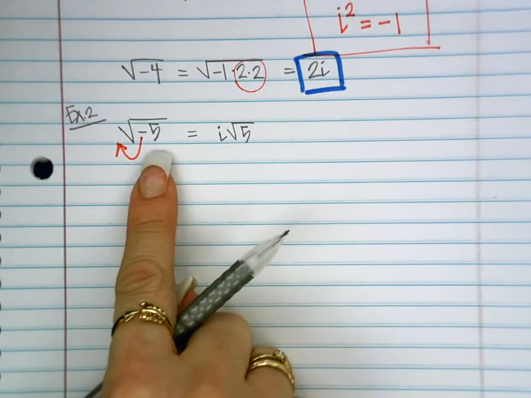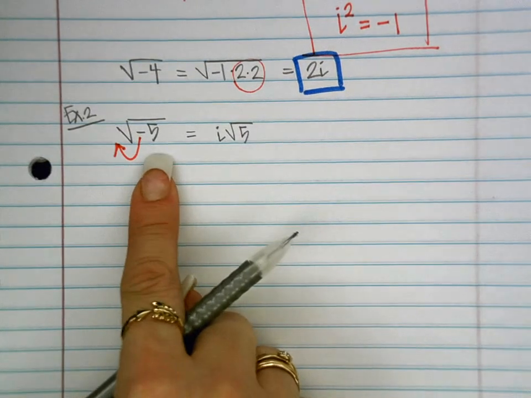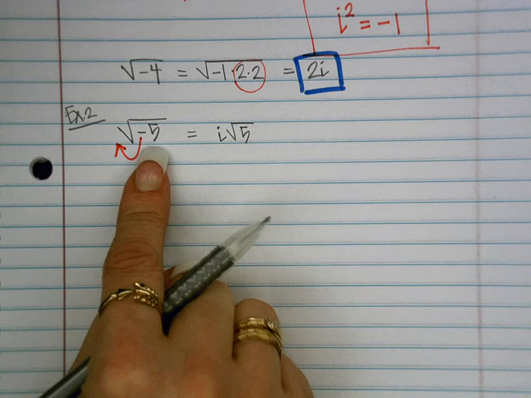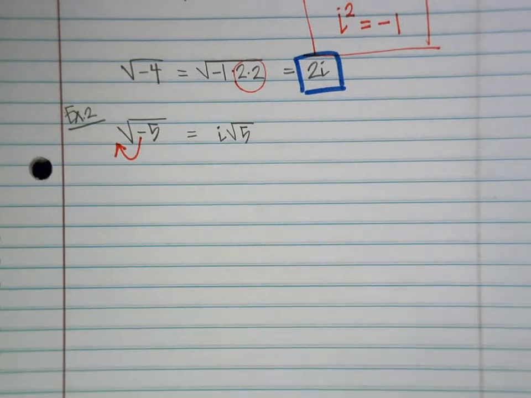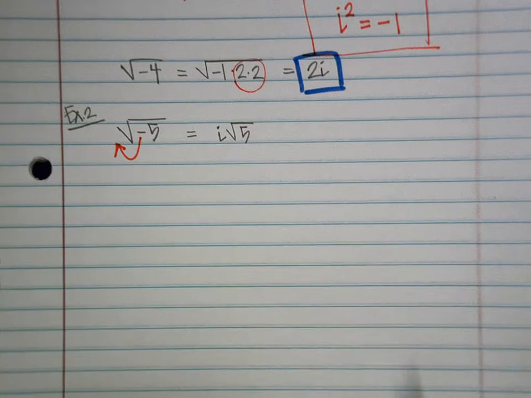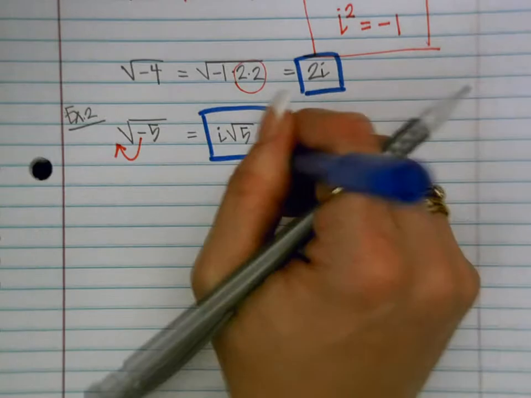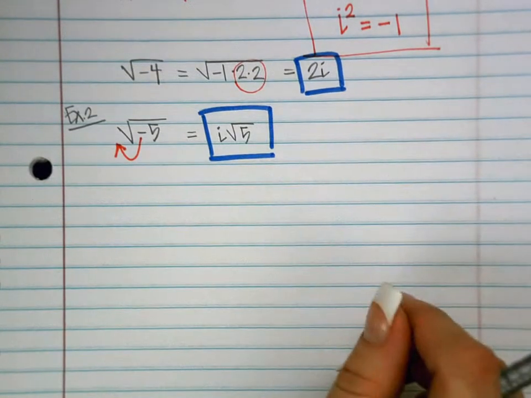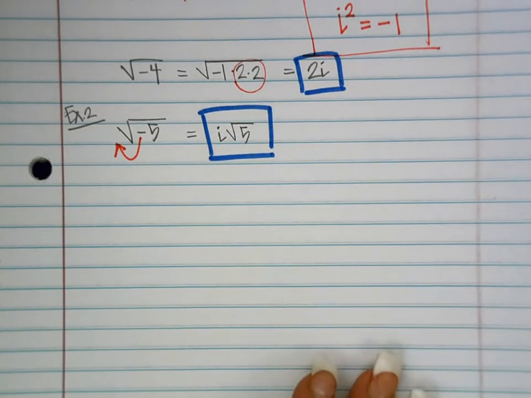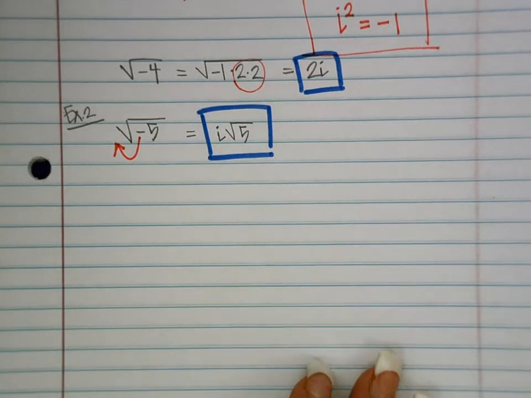Please try not to confuse it for thinking that it automatically makes a pair. You always just take out the i first and then anything else that can come out as well. So the square root of negative 5 is simplified as i root 5, and they are attached to each other by multiplication. You do not have to put any plus or minus in between them.